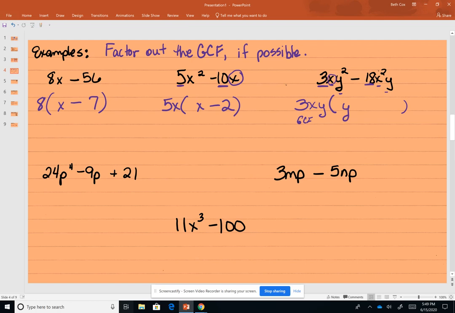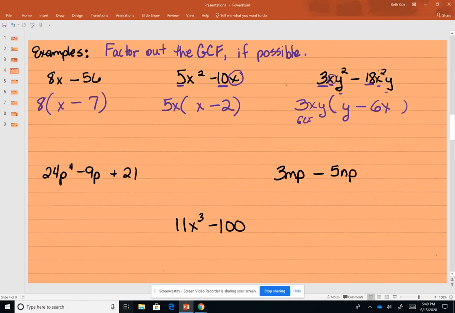Okay, so there were 2, and I took out 1, which leaves me with 1. All right, 18 divided by 3, or factored out by 3, will leave me with a 6. Factor out 1x, leaves me with an x. Factor out the y, and that's it. So that one's done.